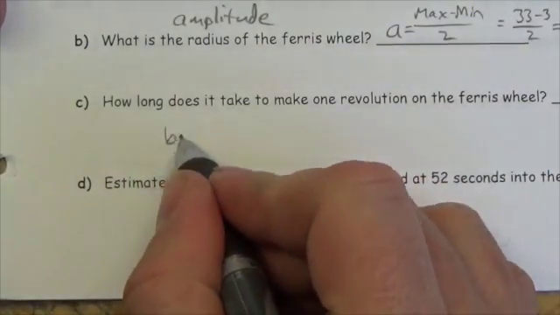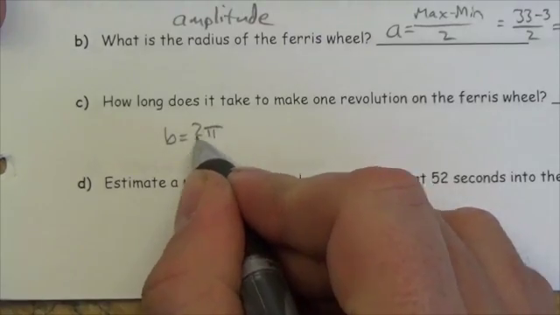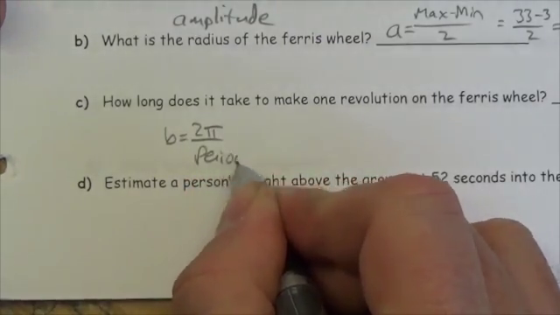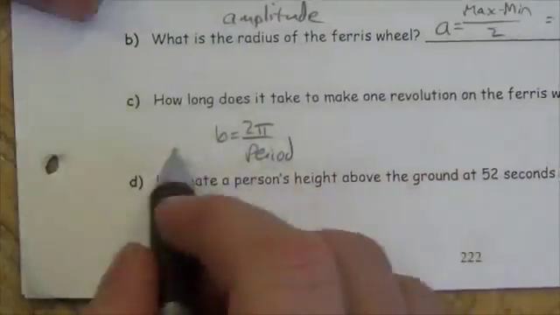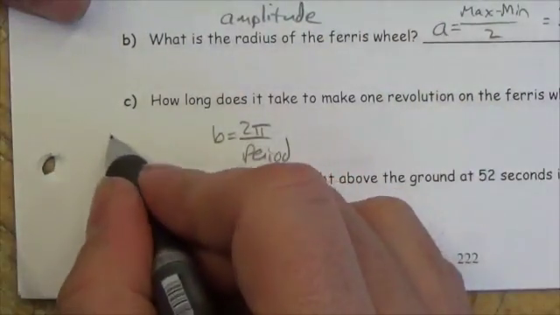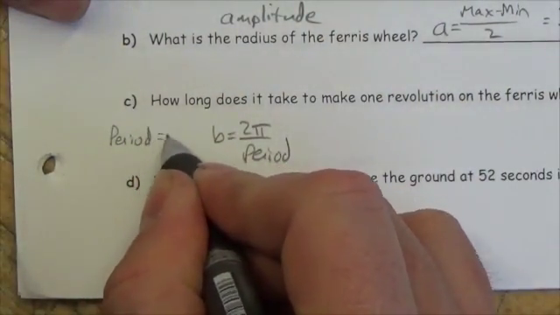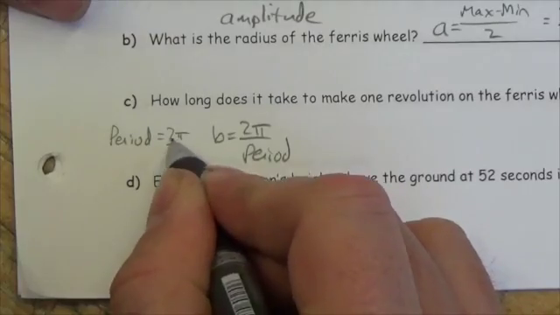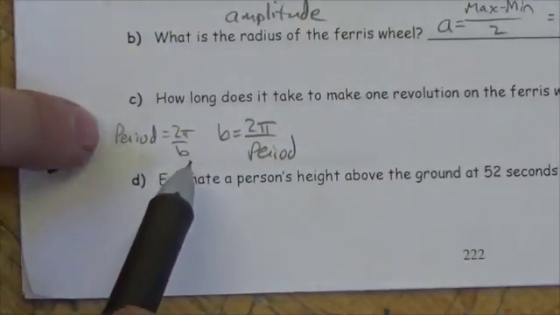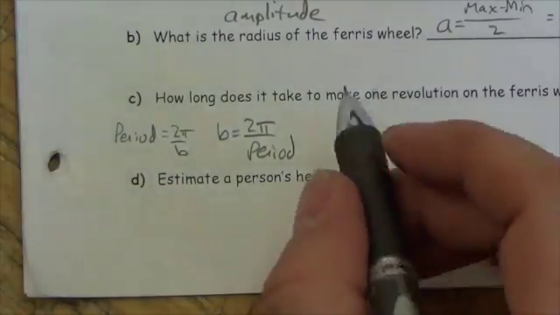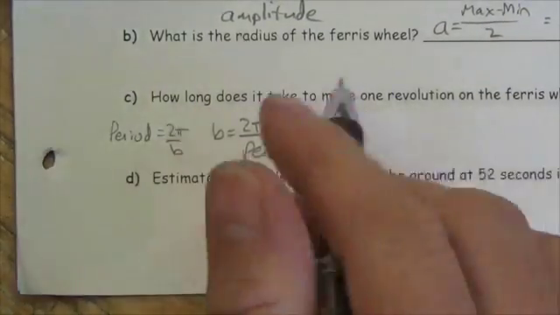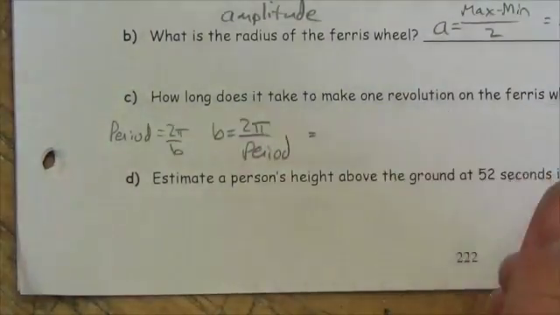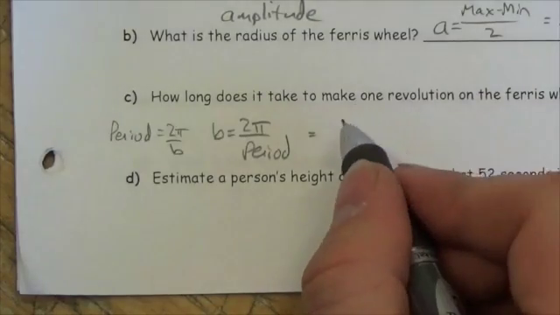B is going to be 2 pi divided by the period. Now, up above here, you saw that the period is 2 pi over b. And it's just a nice little quirk of the algebra here that you can swap those two. So b is equal to 2 pi over the period. And when we're talking about word problems here, we're always in radians. Okay, we're always doing radians here.